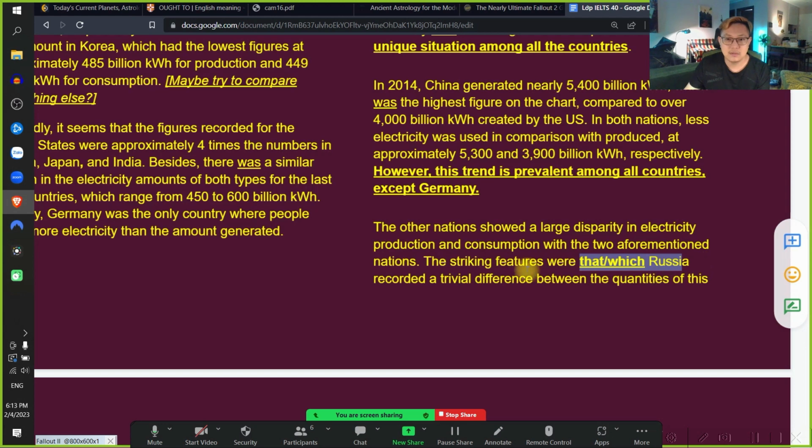Were that which were những cái phẩm chất, những cái thứ mà đáng chú ý là rằng Russia đã ghi lại một cái sự mà khác biệt linh tinh. What? Trivial means it's not important. If it's not important, you should not even mention in task 1. Trivial là linh tinh, không quan trọng. Mà đã linh tinh không quan trọng thì không nên nói ở trong task 1 nha.